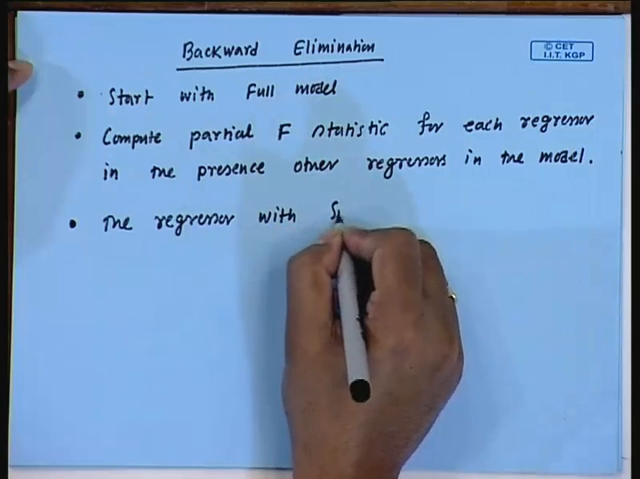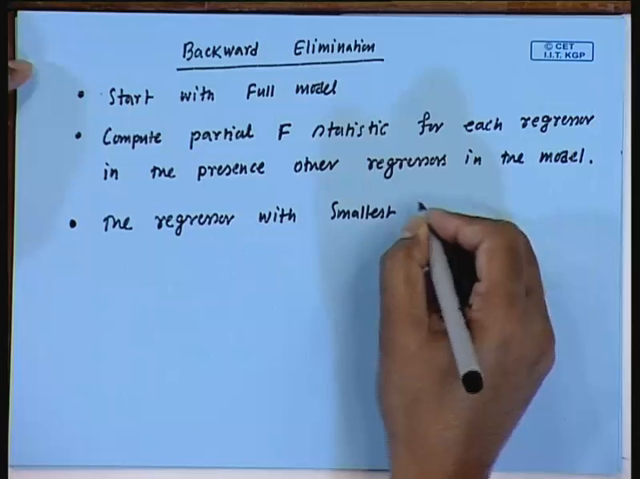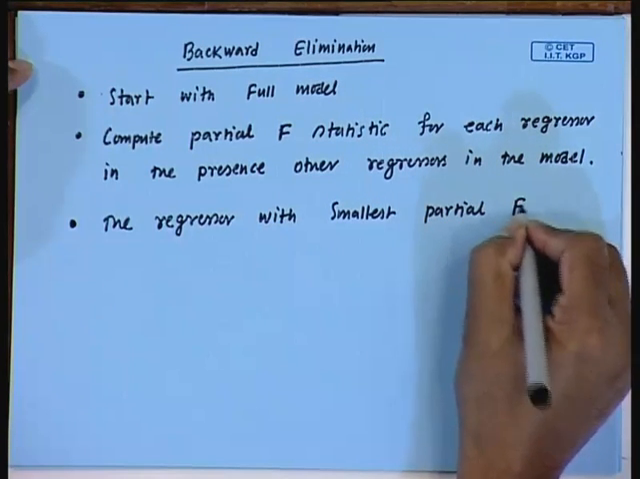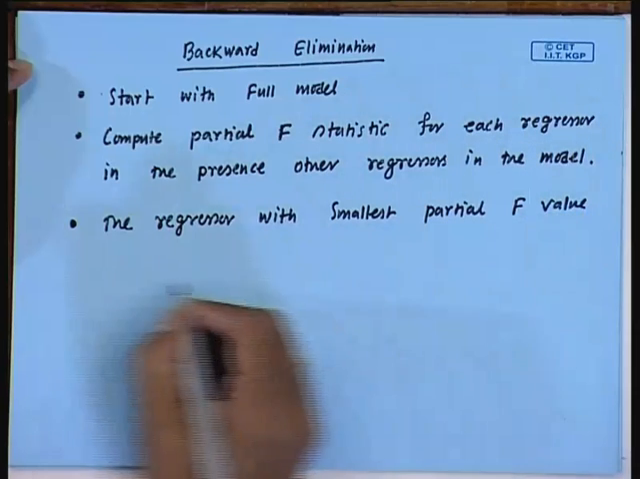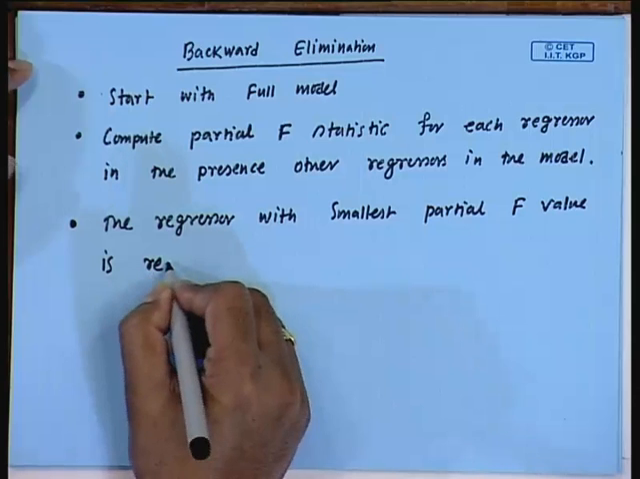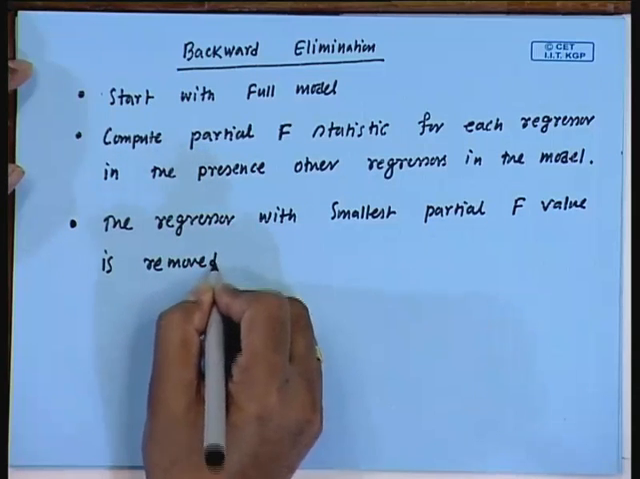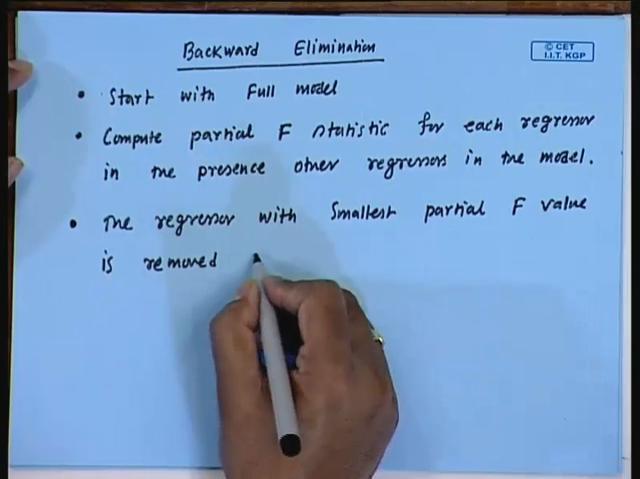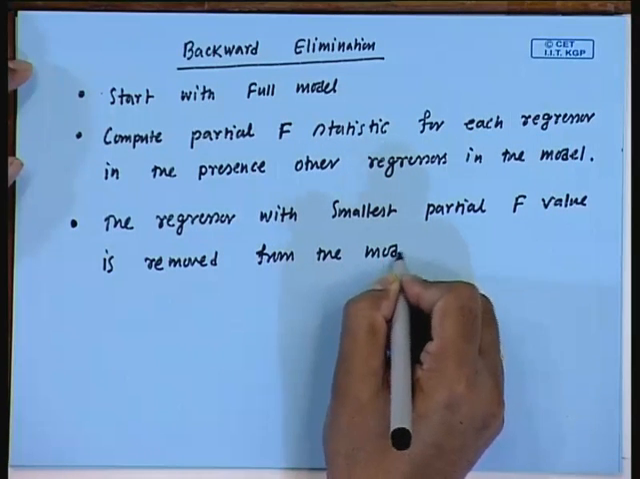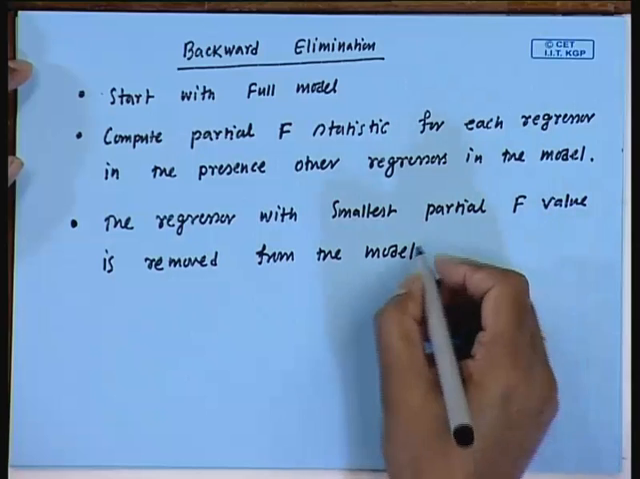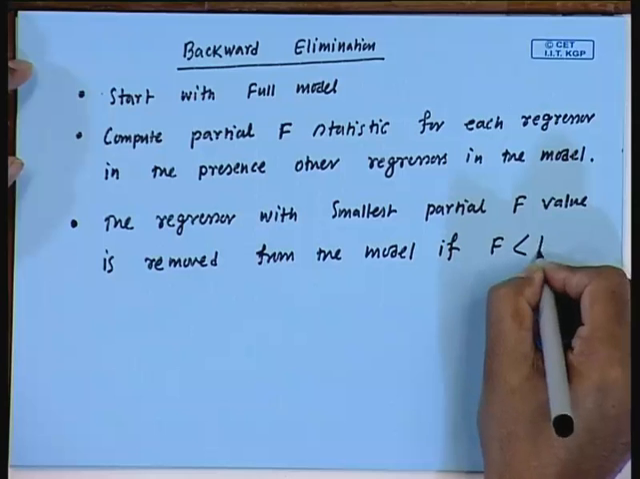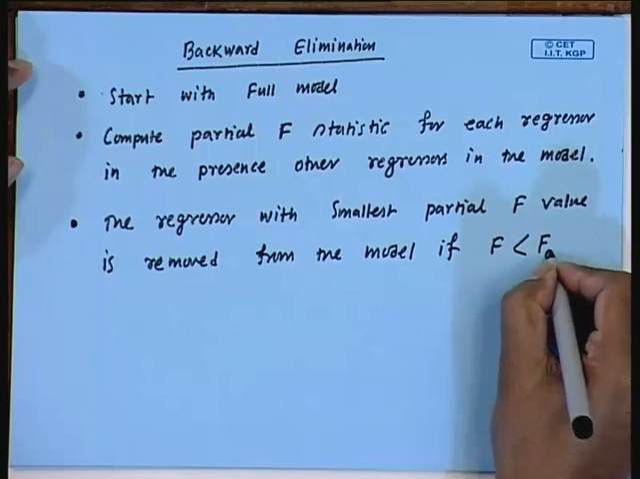with smallest partial f value is removed from the model if the value is less than f out.